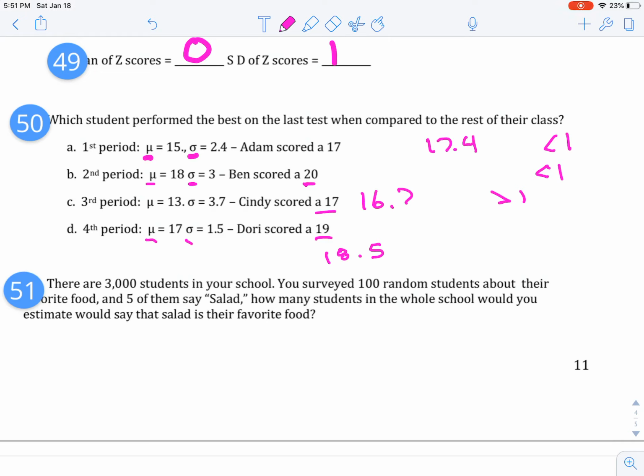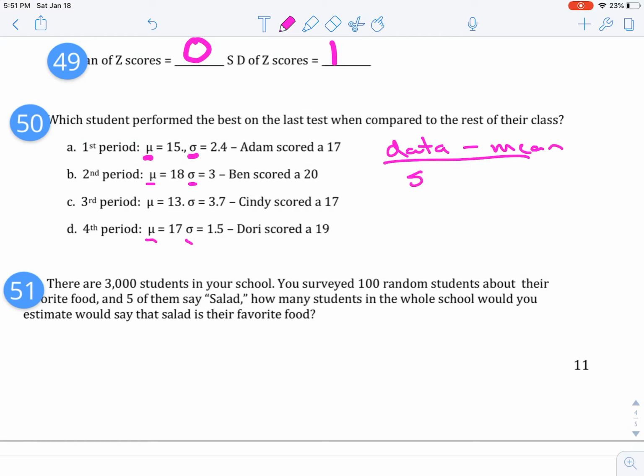So the question now is, who did better? Did Cindy do better? Or did Dory do better? So to solve this problem, what we need to do is see who had the bigger z-score. Exactly, because it seems to me that those two would be kind of close. So to calculate this, you need to take the data point, how the kid did on the test, subtract the mean and then divide that by the standard deviation. And when you do that, it's going to give you the z-score. So let's do that for each of these scenarios.